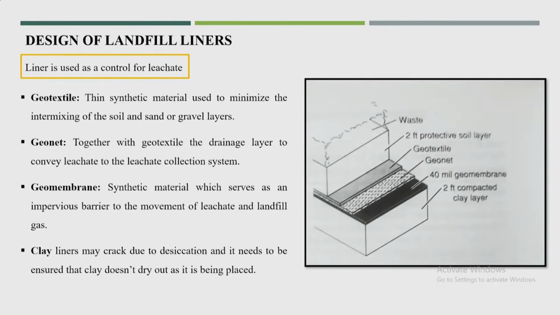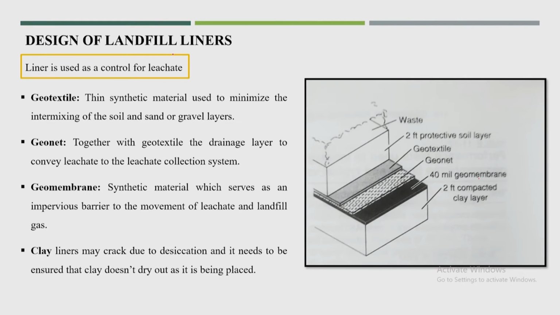So, majorly you can see that when you talk about liner, it will start from the bottom: 2 feet compacted clay layer, followed by geomembrane, geonet, geotextile, and again the soil layer, and after that we can deposit the waste onto that. So, what is the benefit of having these kind of liner?